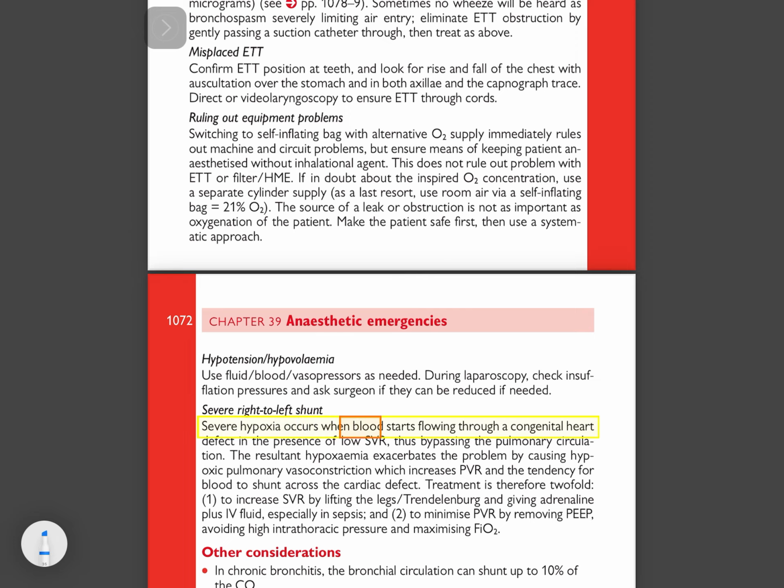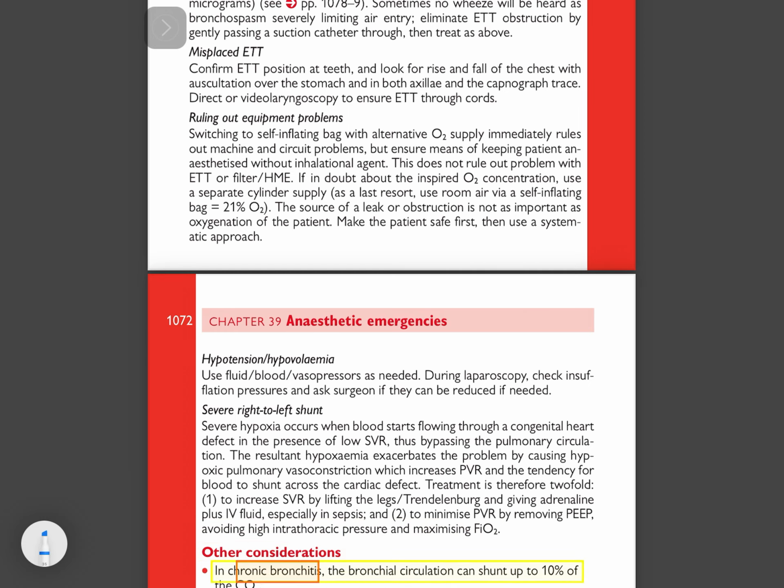Severe right-to-left shunt. Severe hypoxia occurs when blood starts flowing through a congenital heart defect in the presence of low SVR, thus bypassing the pulmonary circulation. The resultant hypoxemia exacerbates the problem by causing hypoxic pulmonary vasoconstriction, which increases PVR and the tendency for blood to shunt across the cardiac defect. Treatment is therefore twofold: 1. To increase SVR by lifting the legs in Trendelenburg and giving adrenaline plus IV fluid, especially in sepsis, and 2. To minimize PVR by removing PEEP, avoiding high intrathoracic pressure and maximizing FiO2.